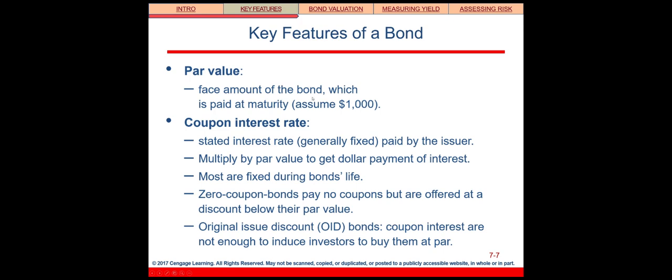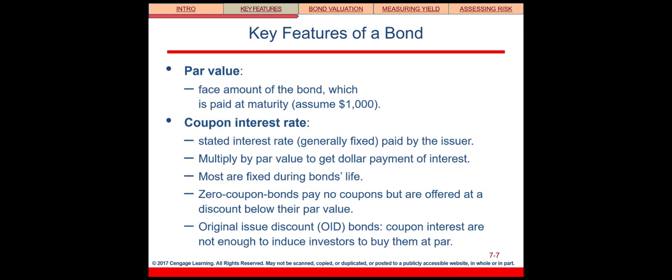Then you have to divide by 2, or by the number of periods in the year. Right? If it's semi-annual, then you divide by 2. If it's quarterly, then you divide by 4. Then you will get the interest payments for each period. And coupon interest rate multiplied by par value gives the dollar payment of interest. That's exactly what I was just discussing. And most are fixed during the bond's life. The coupon interest rate doesn't really change much.